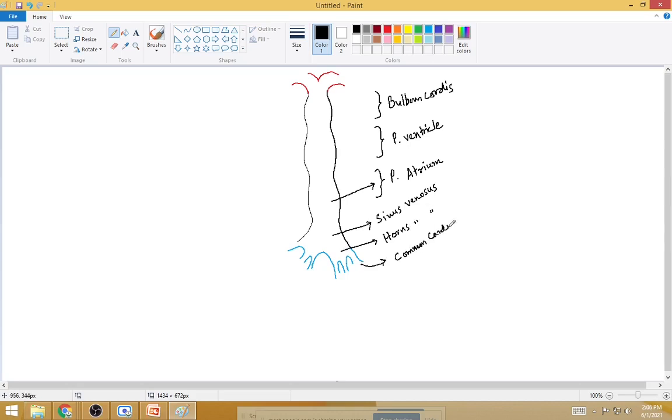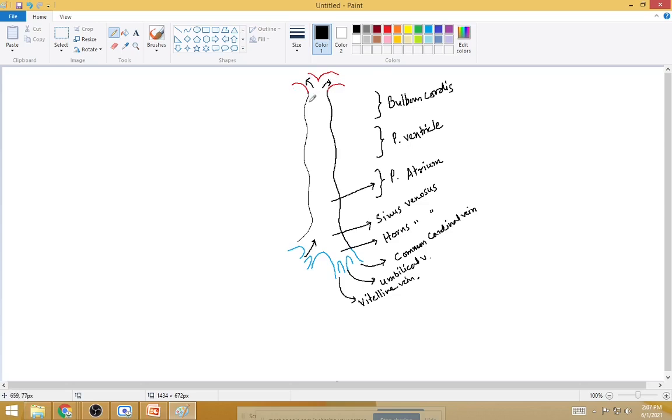This is the common cardinal vein. What is this? This is the umbilical vein. What is this? This is the vitelline vein. So from here it is the input, this is the output, isn't it?